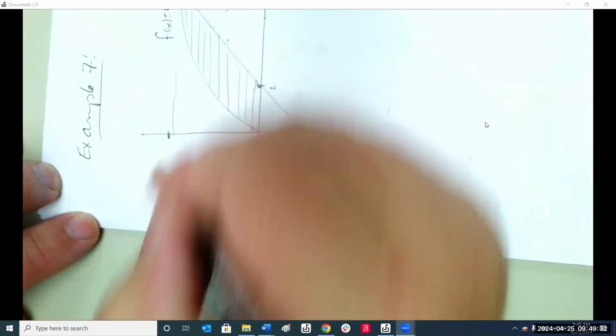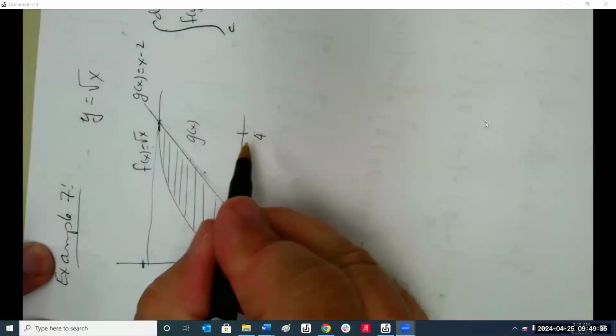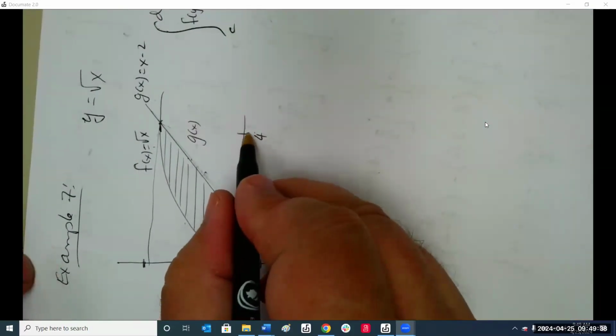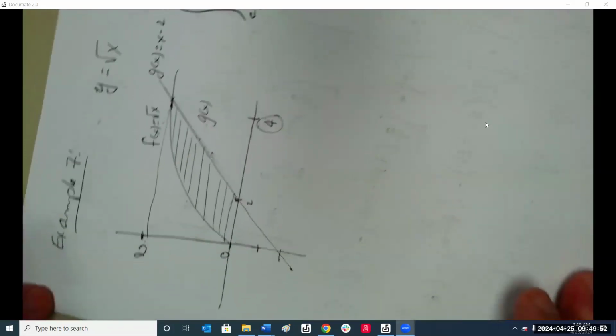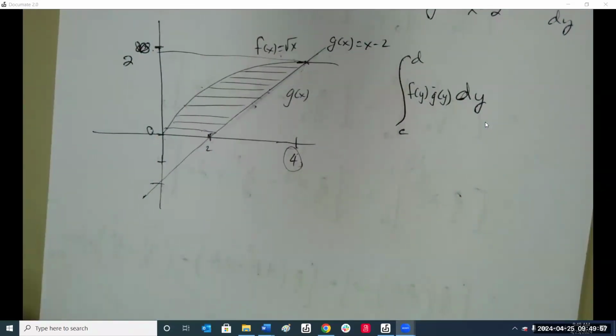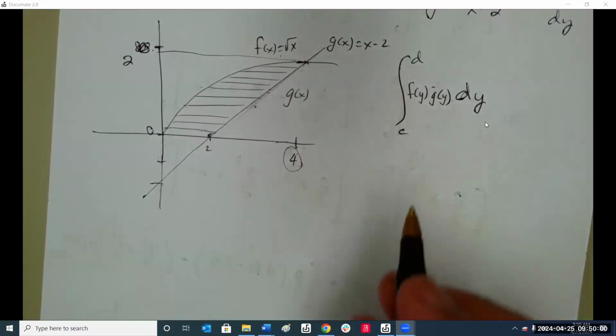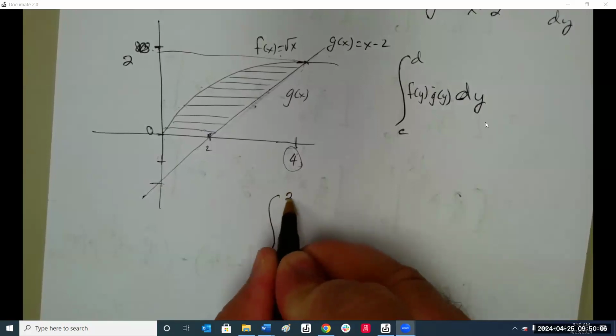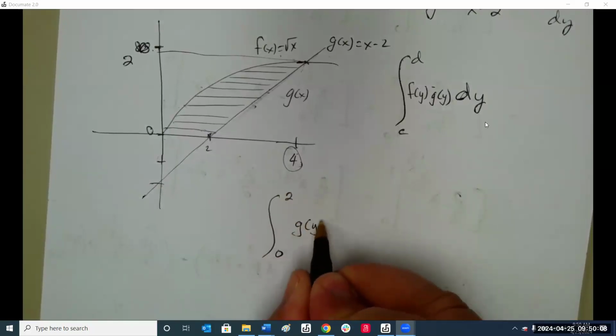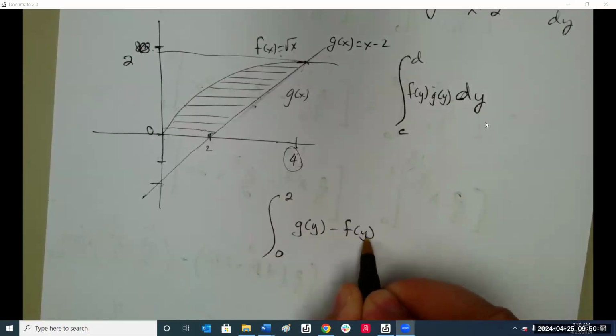And we have to figure out from where to where. So when we went from 0 to 4 the first time, what is this one going to? When x is 4, what's y? Two. Should put it this way. 2, right. So now our function is going from 0 to 2, the integral of g of y minus f of y dy.